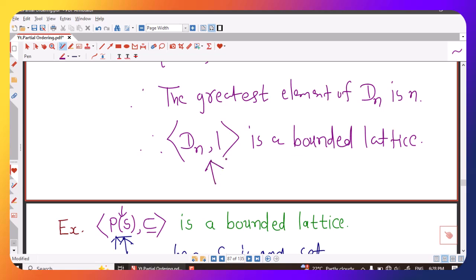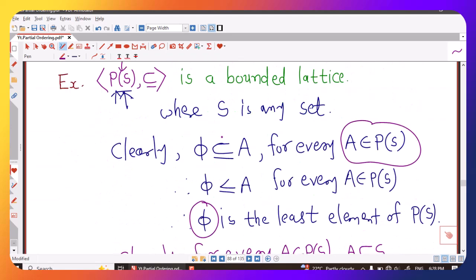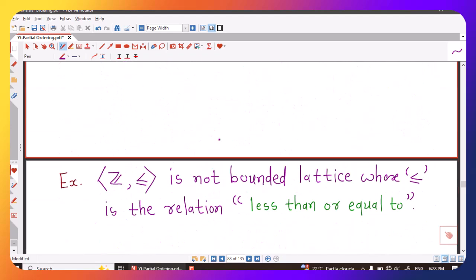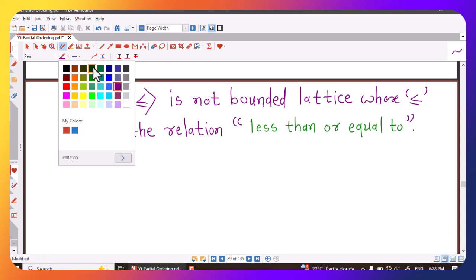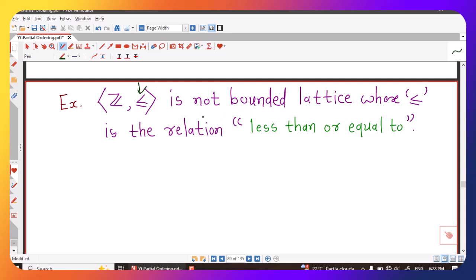Previous example was set of divisors with divides relation, that is also bounded lattice. Now we consider set of integers with less than or equal to relation, and we will show that it is not bounded lattice where this partial order is less than or equal to relation. Now this is not bounded lattice if it has no greatest element or it has no least element. Either greatest element or least element does not exist.